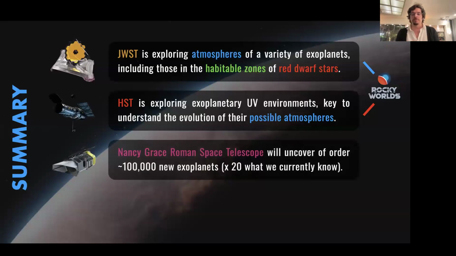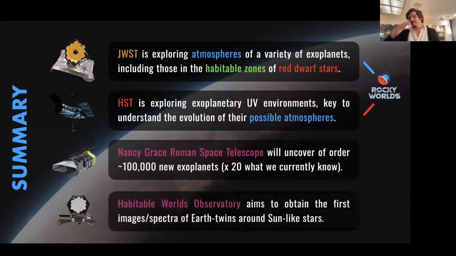Thinking on the future, we have the Nancy Grace Roman Space Telescope, which will uncover in the order of 100,000 new exoplanets, 20 times what we know today. And the Habitable Worlds Observatory aims to obtain the first images and spectra of Earth twins around sun-like stars. It's a very bright time to be alive, very bright time to be studying exoplanets.